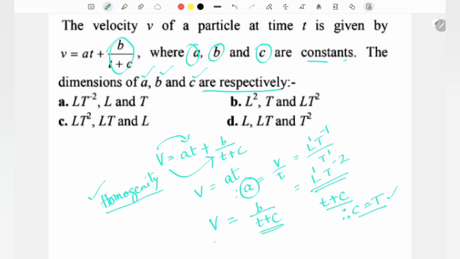Next, V dimensional formula is L by T. So the dimensional formula for B is L. By comparing B by T plus C with L by T, we get B is equal to L. So, A is equal to L power 1 T power minus 2. Next, B is equal to L and C is equal to T. Option A is the correct answer.